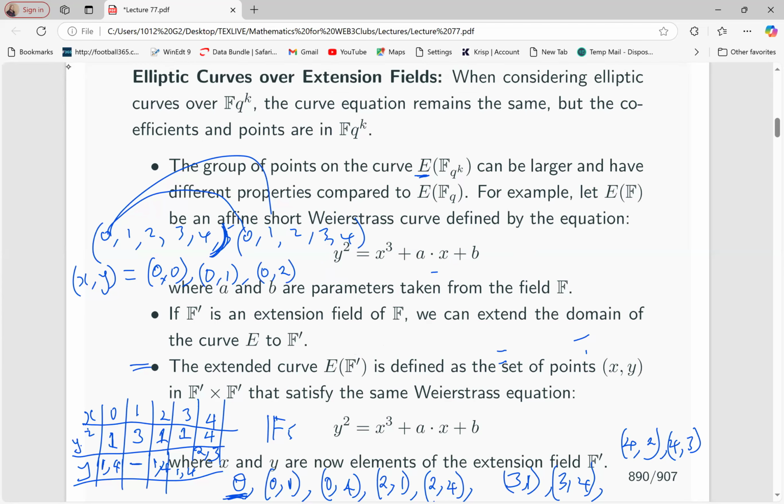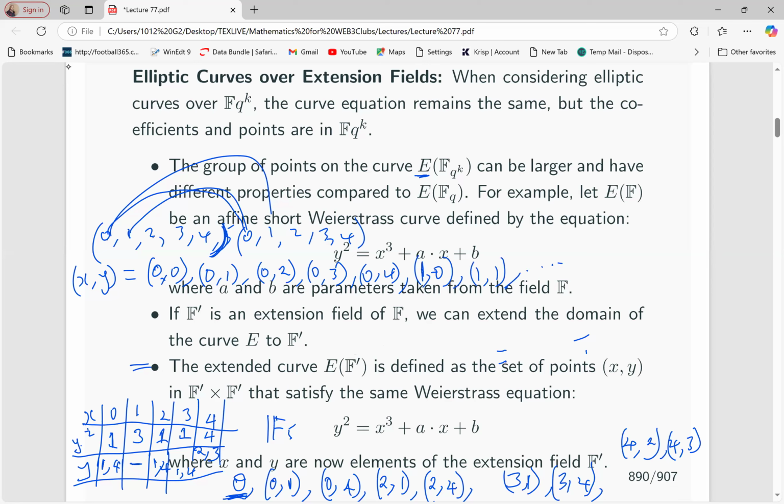You can have 0, 3. You can have 0, 4. You're done with the 0. You can have 1, 0. So 1 with that, 1, 0. You can have 1, 1, and so on. So how many possibilities do we have?